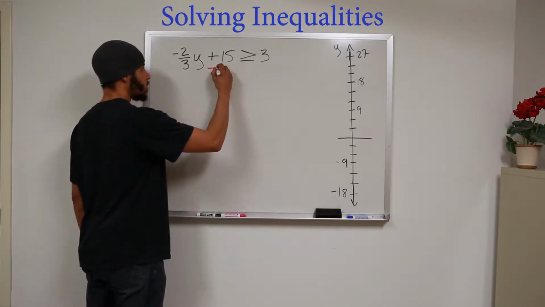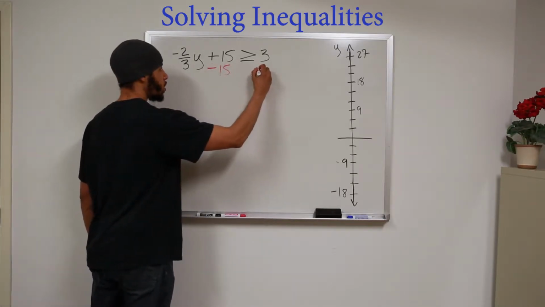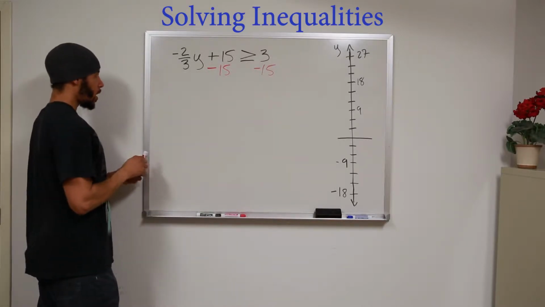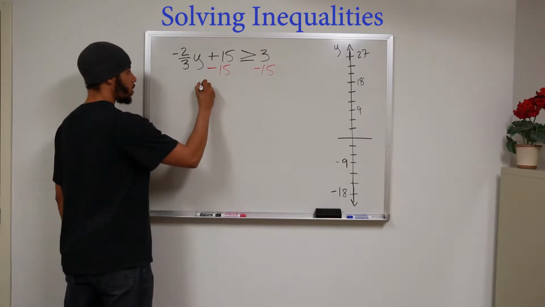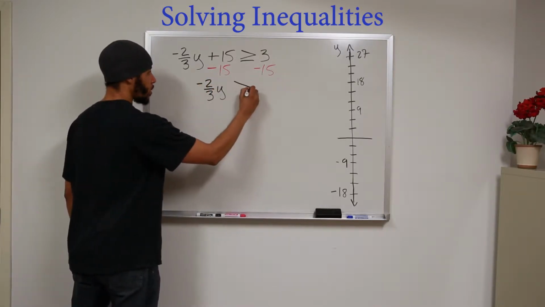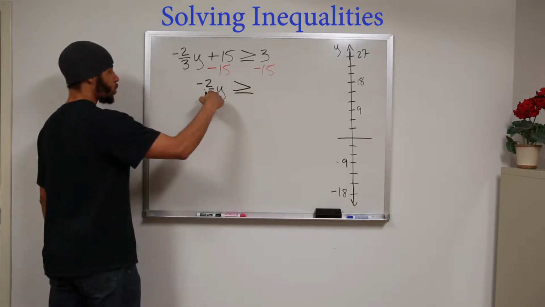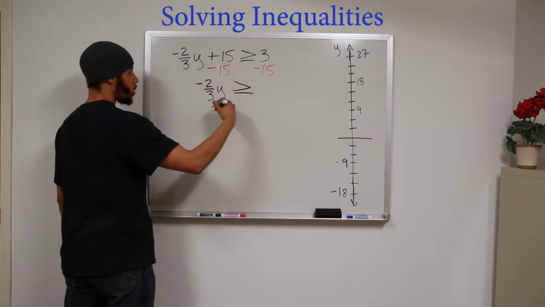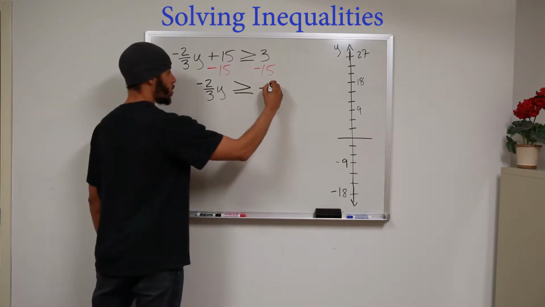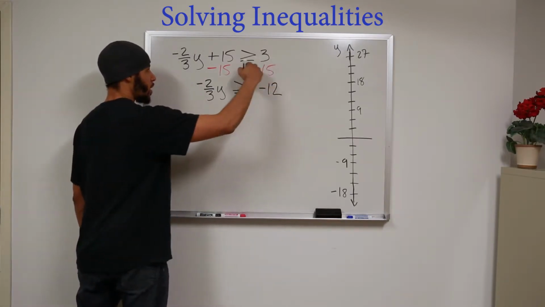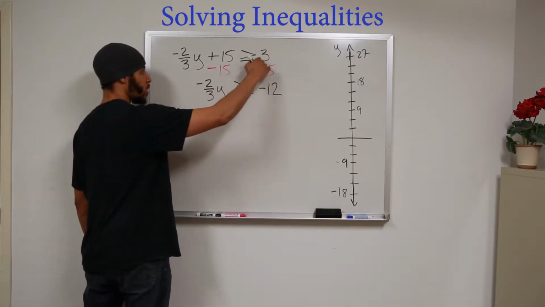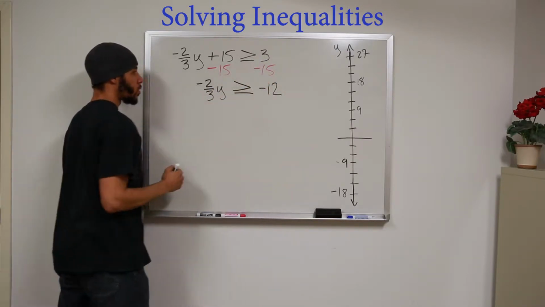Plus 15 has an inverse of minus 15. So we're going to subtract 15 from both sides of the inequality. We now have negative 2/3 y plus 0 is greater than or equal to 3 minus 15, which is going to give us a negative 12. We know we're going to have a negative value because negative 15 has the greatest absolute value compared to 3, and 15 minus 3 is 12.